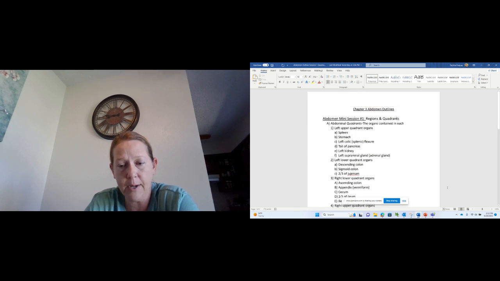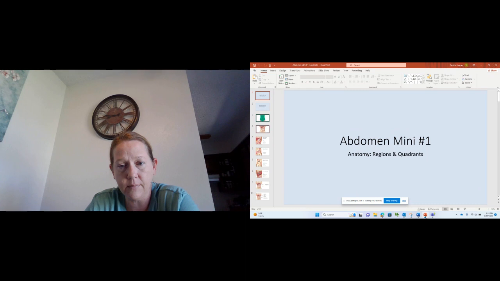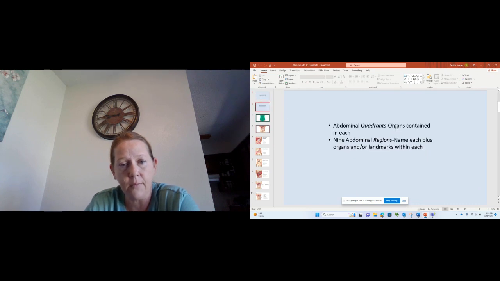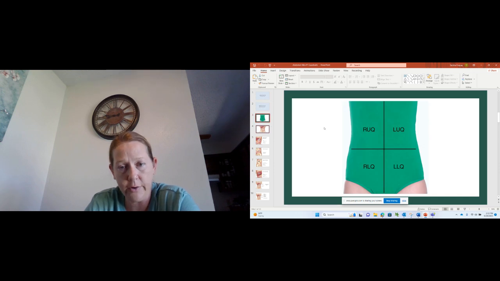So let me share my PowerPoint with you. This is what I just said. So here are the quadrants, and we've gone over this before. Here is the left upper quadrant, the left lower quadrant, the right lower quadrant, and the right upper quadrant.